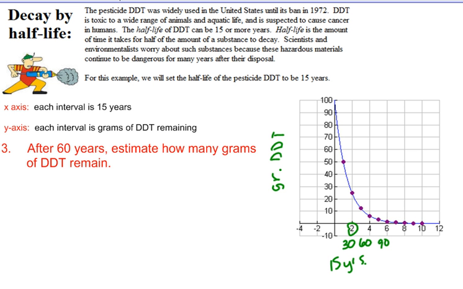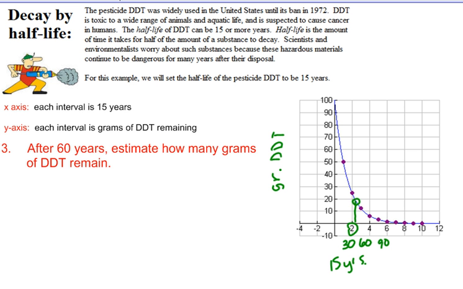So I want you to think about right now, from 1972 until 2013, so about 2012, right? It's been 40 years. In 40 years, where would that be on our graph? We'd say probably right about here. So look at the grams of DDT remaining. It's still over 20 grams. So this substance that has been banned since 1972 is still showing up when we take soil samples or water samples in areas that had this, which is why the environmentalists and scientists are so nervous about it, because it's still causing problems in our system.